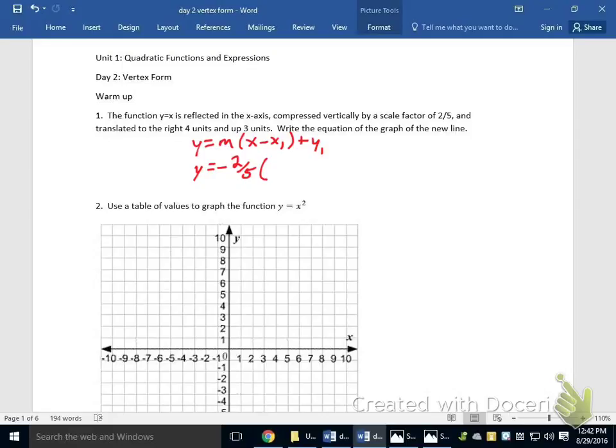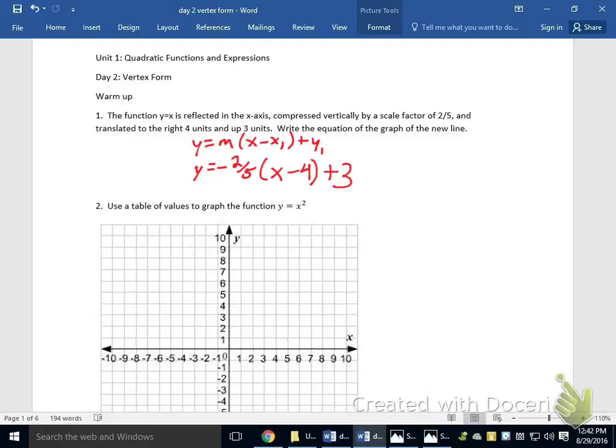times, since it is going to the right 4 units, that's a positive direction because you go to the right when x is positive. So x minus 4 is what will go in parentheses here. And then since it's going up 3 units, that's a positive direction, so plus y1, plus 3. So I would know that a point on the graph is (4, 3), and the slope is negative 2/5.